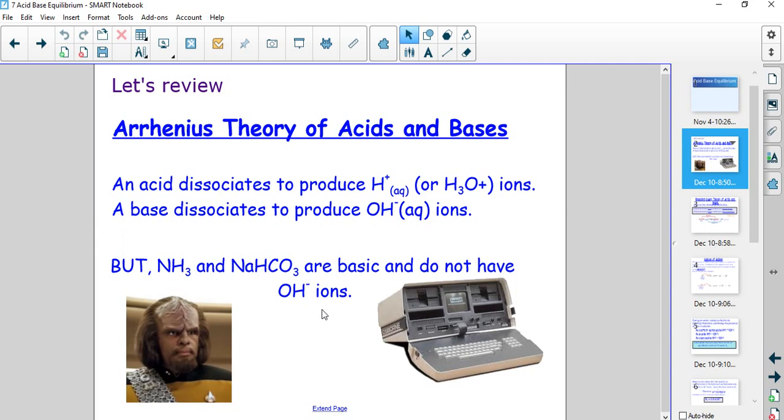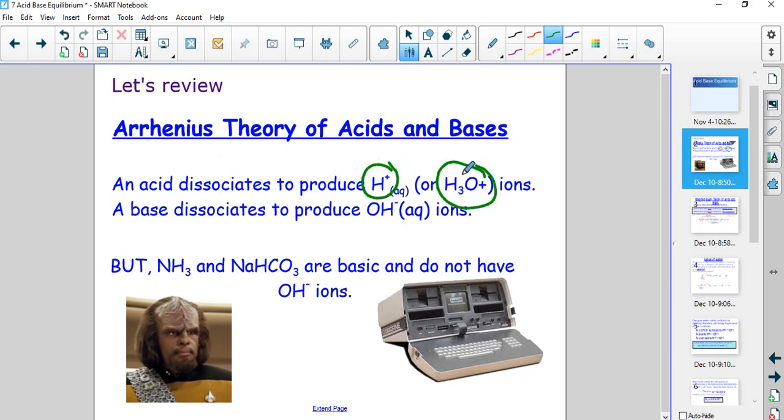Okay, so to review grade 11, we look at the Arrhenius theory of acids and bases, and here we see that according to this definition, an acid dissociates to produce hydrogen ions, or we now know that it can actually be hydronium ions. A base associates to produce hydroxide ions, and that definition is not incorrect. It's very, very correct. It's very true. Okay, but there's just more to it than what you learned in grade 11.